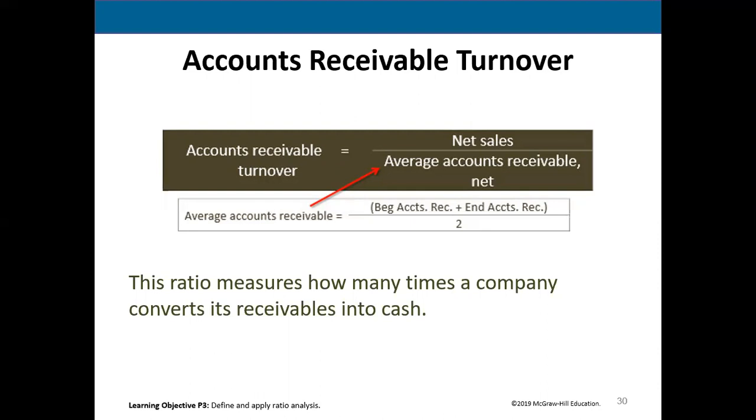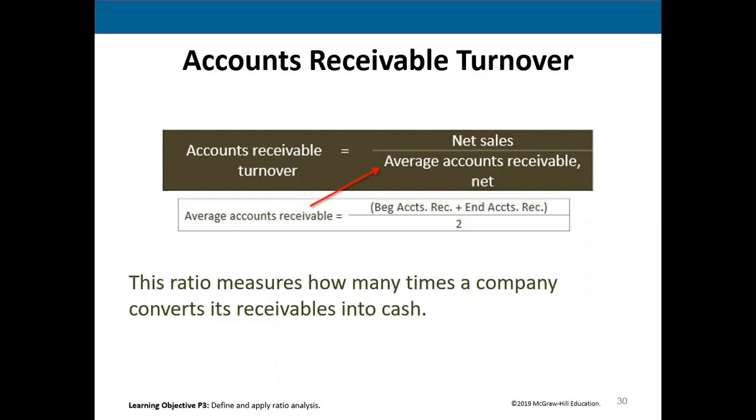Now, what does this mean? It's telling us how many times the company collects on its accounts receivables during the year. How many times they convert the balance in accounts receivables into cash, which is so important because an amount sitting in accounts receivable can't be used. Cash can be used. So the more times we're able to convert, the more cash we'll be able to use.